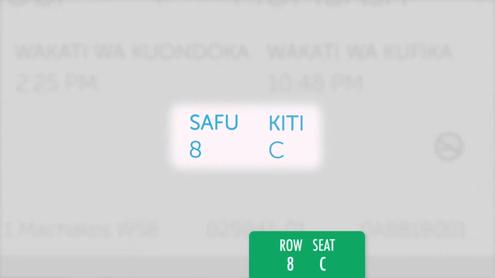The ticket says that you're in the 8th row in seat C. Safu la 8 kiti cha C.